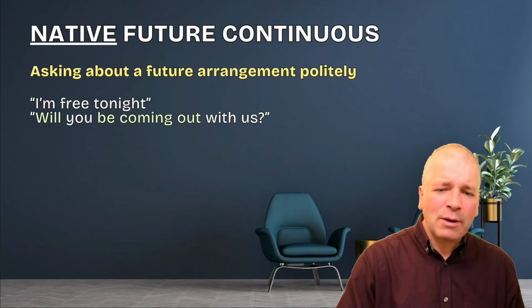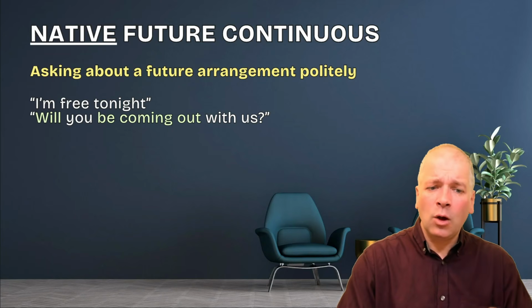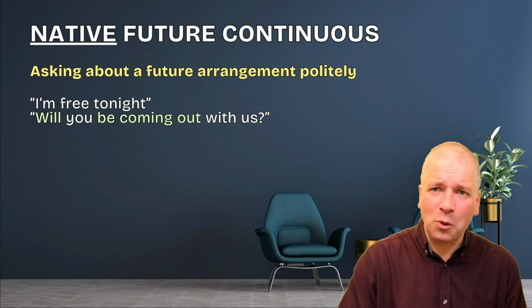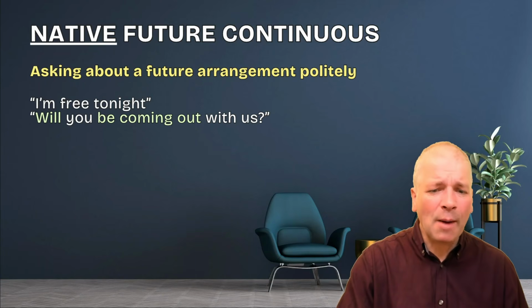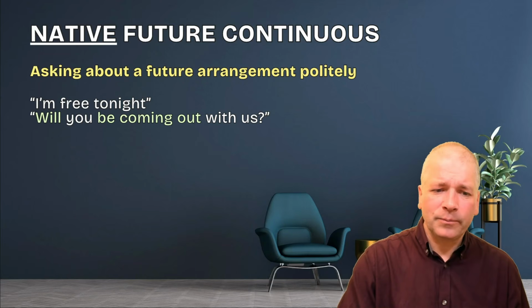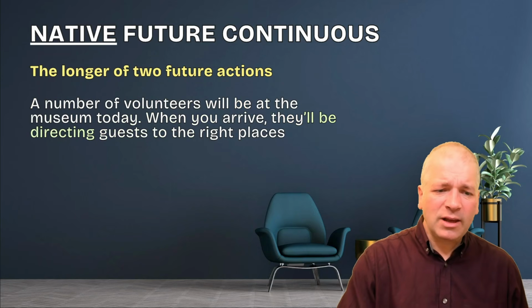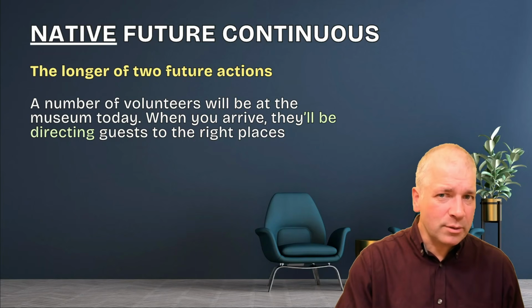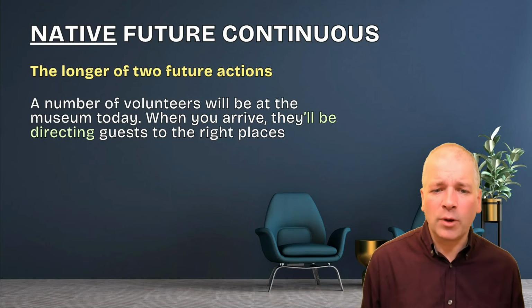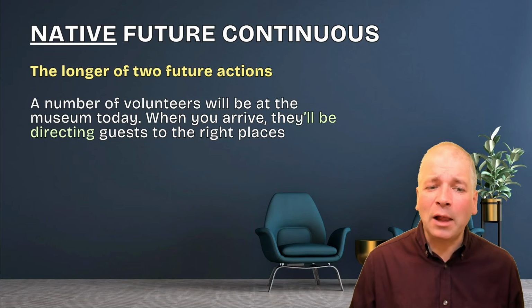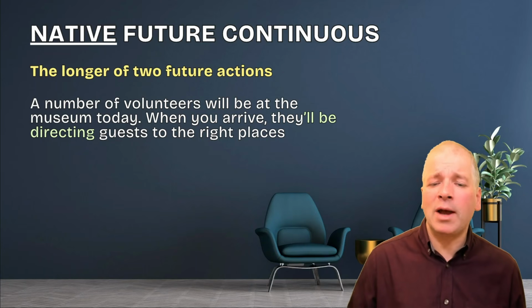When you're asking about a future arrangement politely, "will" with the continuous form can be useful for this. "I'm free tonight. Will you be coming out with us?" It makes it more polite. And if you have two future actions, use the future continuous for the longer one. "A number of volunteers will be at the museum today. When you arrive, they'll be directing guests to the right places."